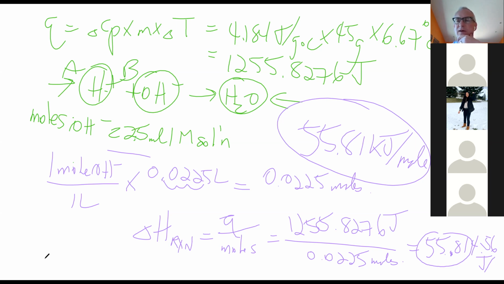All right, so is everyone clear on how we're going to do this experiment? Question. Yeah, go ahead. For each reaction, we're always going to be calculating the moles of OH, right?